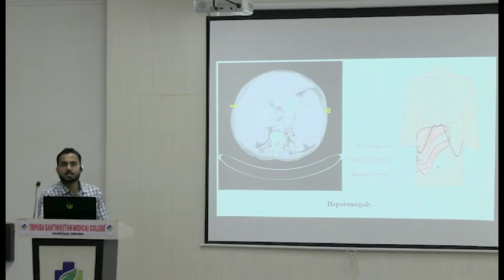This is also a CT scan image of the abdomen, where we can easily see that hepatomegaly has taken place. In this case, splenomegaly has also taken place. See, the size of the spleen has also enlarged. So nowadays it is very easy to diagnose hepatomegaly.